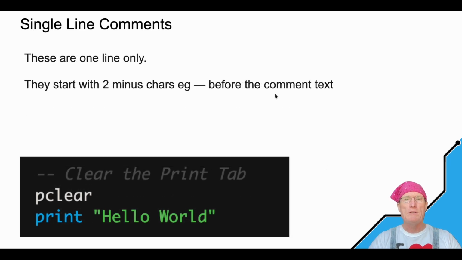Single line comments do the same job as multi-line comments, except the comment is on one line, and they start with 2 minus characters before the comment text. So looking down here, we have the 2 minus characters, and this is the text of the comment. And again, Octagon will ignore any comment lines. It doesn't care about them. It only cares about the code lines. So you use single comment lines to help human beings understand your program.